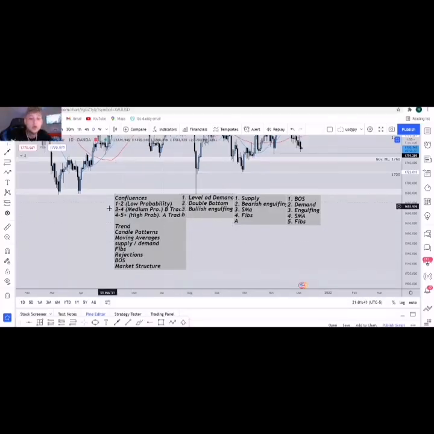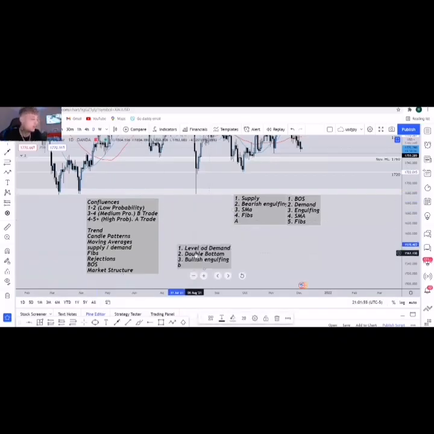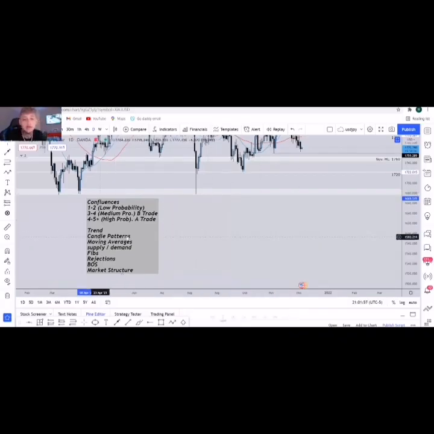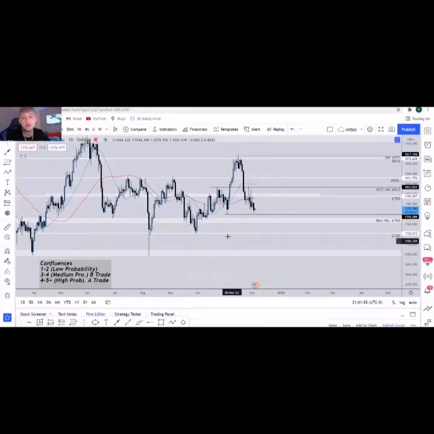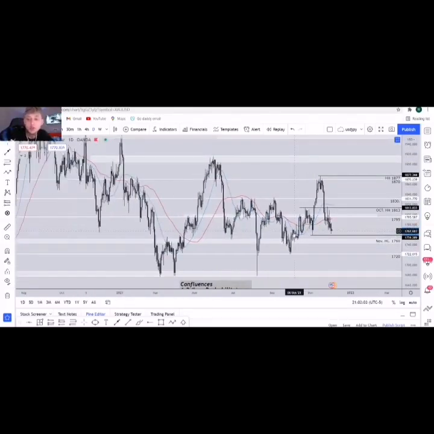So when we have 3 to 4 confirmations, that is a B trade, that is a medium probability trade, right? When we have 4 to 5 confirmations, that is an A trade, right? Let's just keep that in mind. And then down here we have what some of the confirmations could possibly be. So let's actually cover gold and start breaking down some of these trades, right?